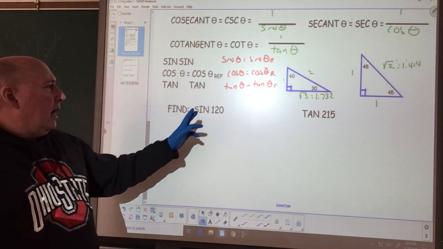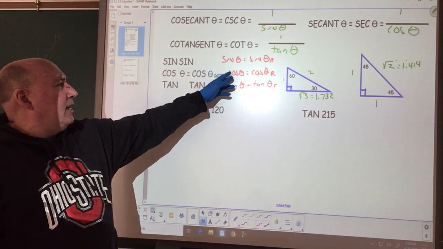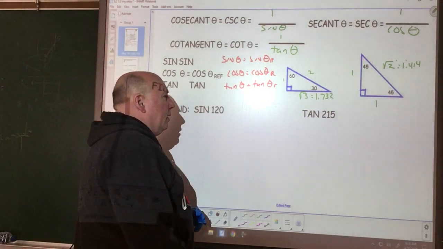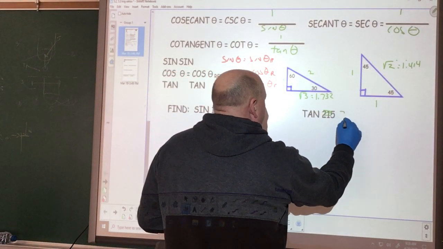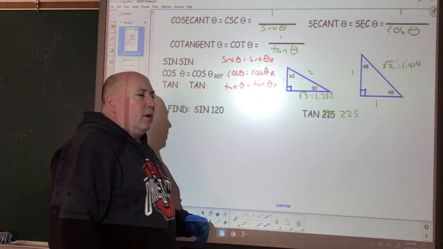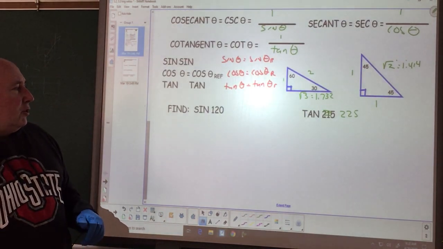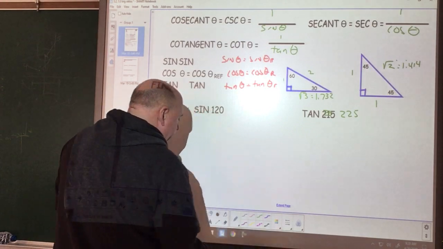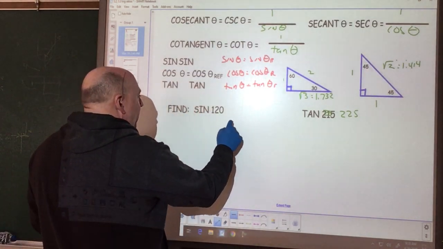So what we're going to utilize is this idea along with these ideas to be able to calculate values. I'm going to change this to 225 so we can look at it. Okay, tangent 225. Sine of 120 degrees, if you remember what we did. First we drew our picture.